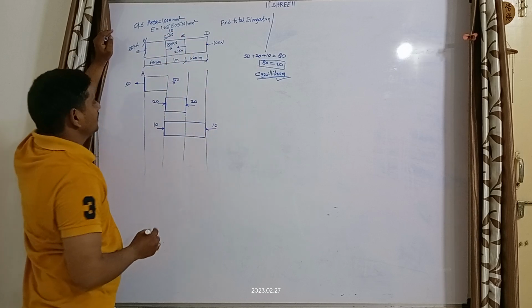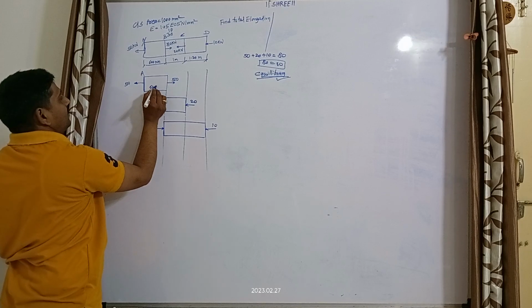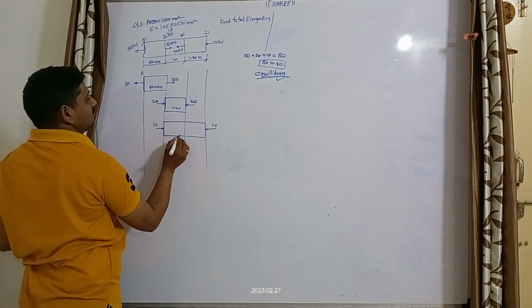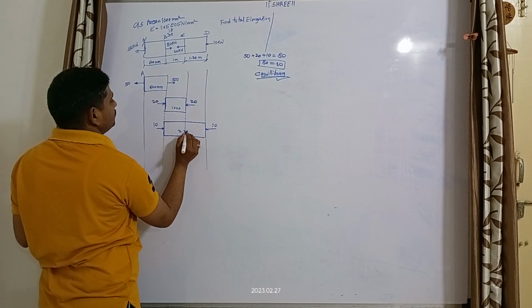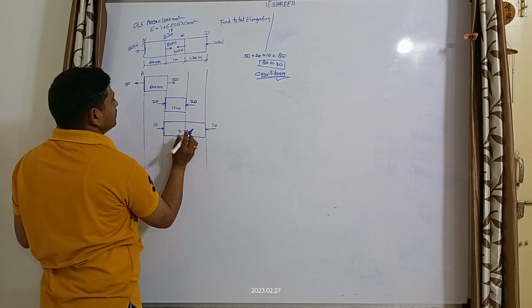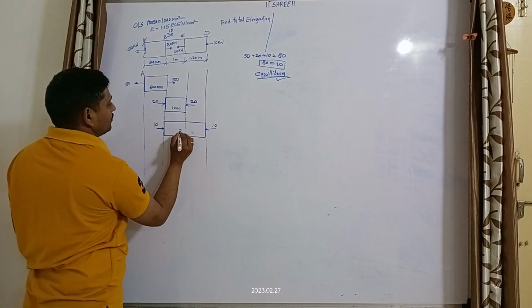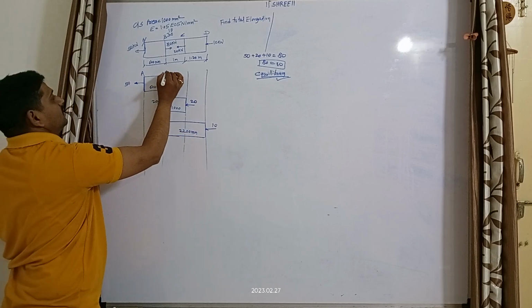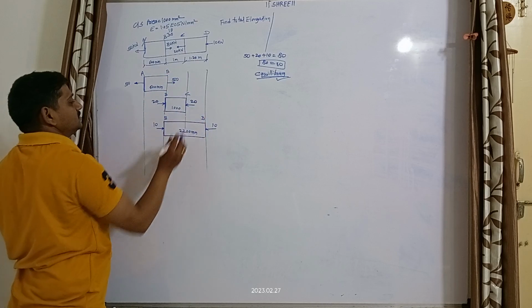Write it here. The length of this section is 600 mm. Here 1 meter means 1000 mm. Here 1 plus 1.2 is 2.2 meter. Yes, means we can write it as 2200 mm. Now we can solve it for AB section, BC section and BD section.